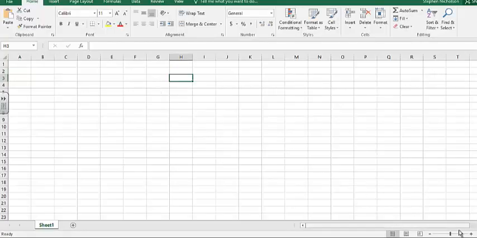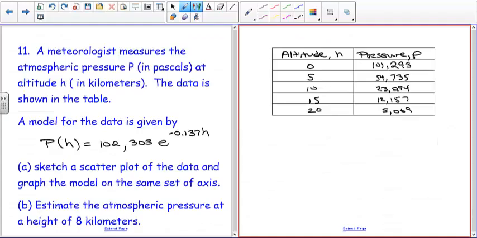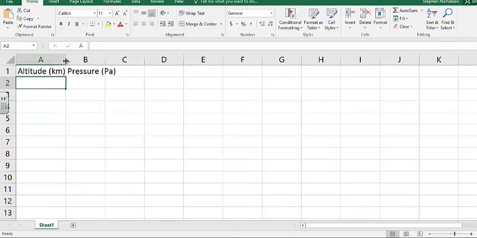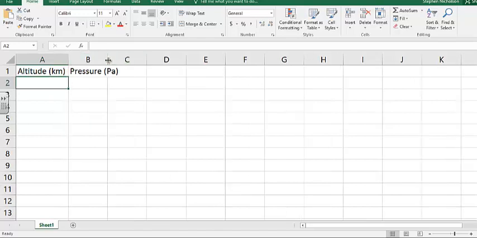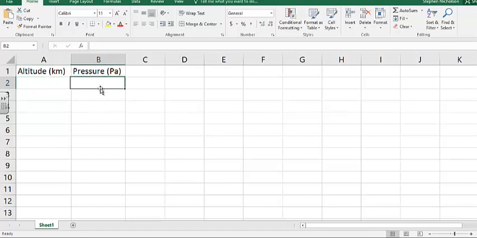Okay, so here's Excel. And what we're going to do is make up this table. So this is going to be altitude in kilometers. This is pressure in pascals. Now you can change the width of these columns by going between them and getting that little double arrow, and stretch it out. Or another way is to put it between B and C, and then double click it, and then it automatically makes the width fit.